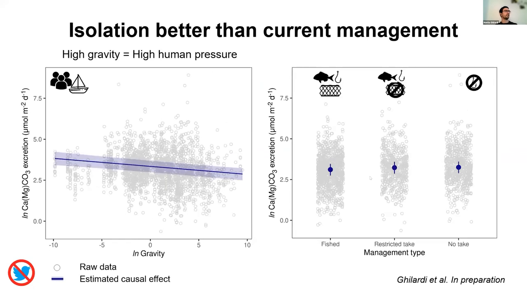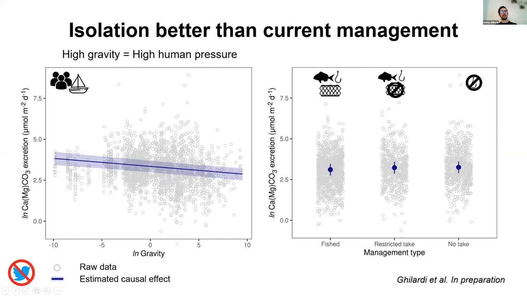And when we looked at which socioeconomic factors influence carbonate excretion on coral reefs, we found a very strong human impact and a very weak positive effect of management in the form of fishing restrictions or no-take areas.